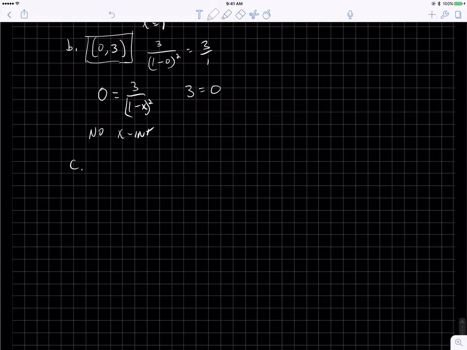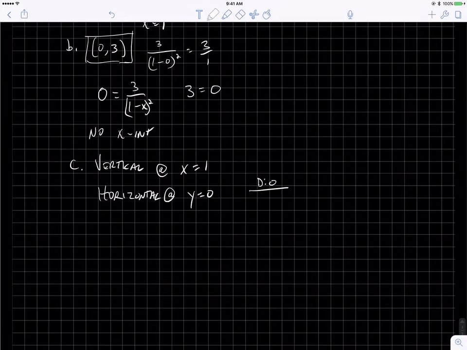Part C is to find the asymptotes. We have a vertical asymptote at x equals 1, a horizontal asymptote at y equals 0. The vertical is just really the domain, any x values that make the denominator 0. We put a vertical asymptote there. For the horizontal, I compare the degrees. Since the degree on top is 0, because it's a constant, the degree on the bottom in standard form would be 2. Whenever the degree up top is smaller, the horizontal asymptote is always y equals 0.